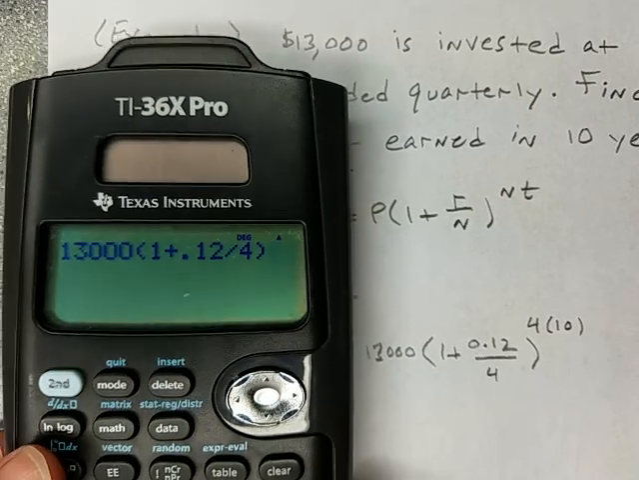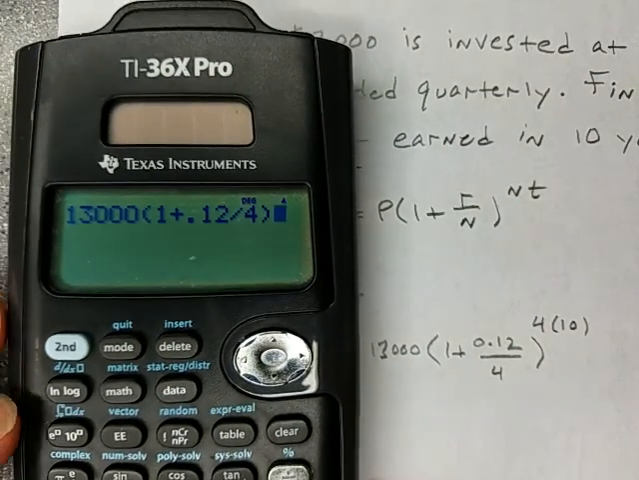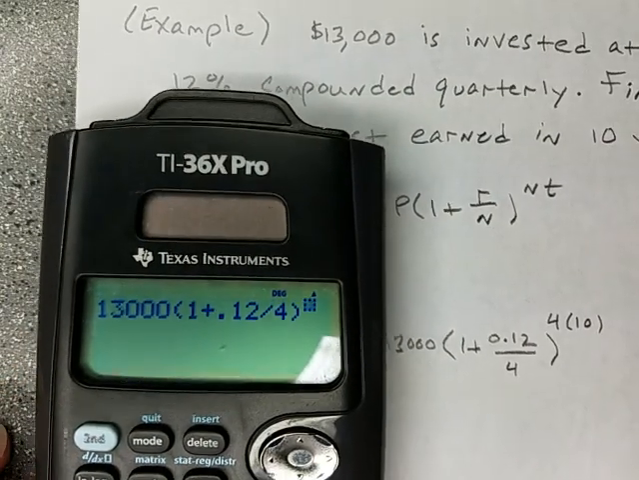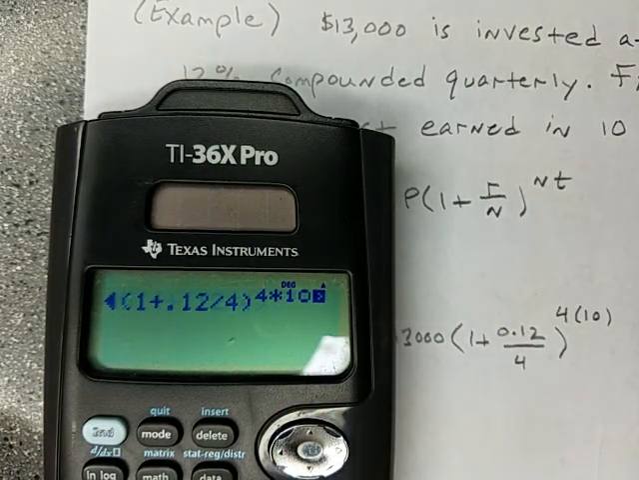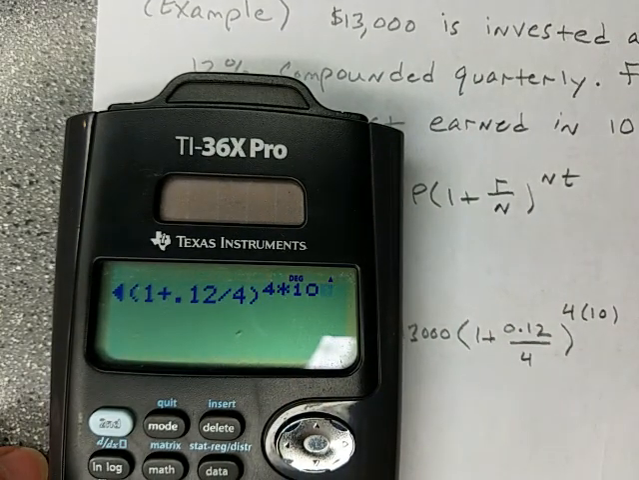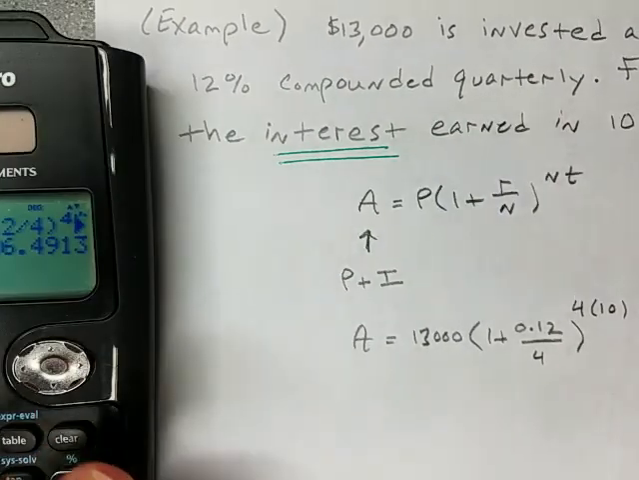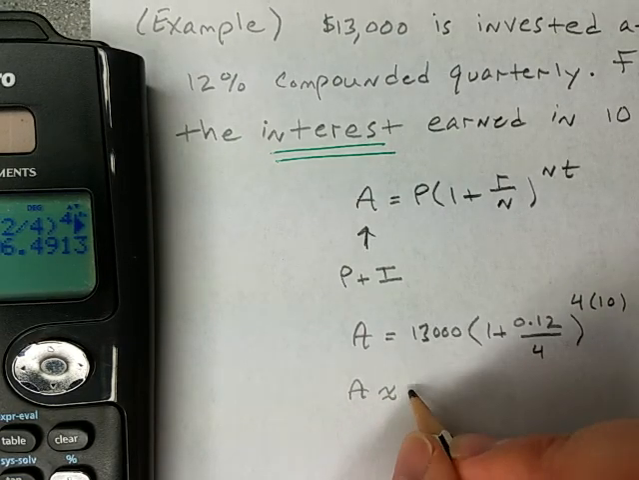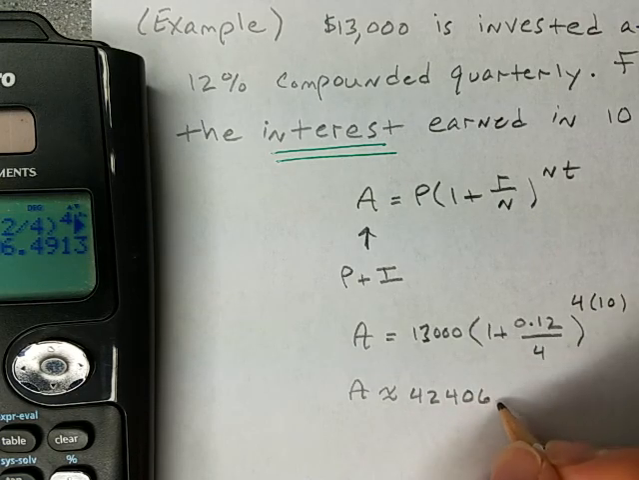Then I press my exponent key, which is, where is it? I'll use this, oh, there it is. Is that key right there? All right. And I could type in 40 because I know 4 times 10, but if you like the calculator to do all the work for you, you could do that. Okay, so I get this. All right, so this will become about $42,406, and if I round to the penny, 49 cents.